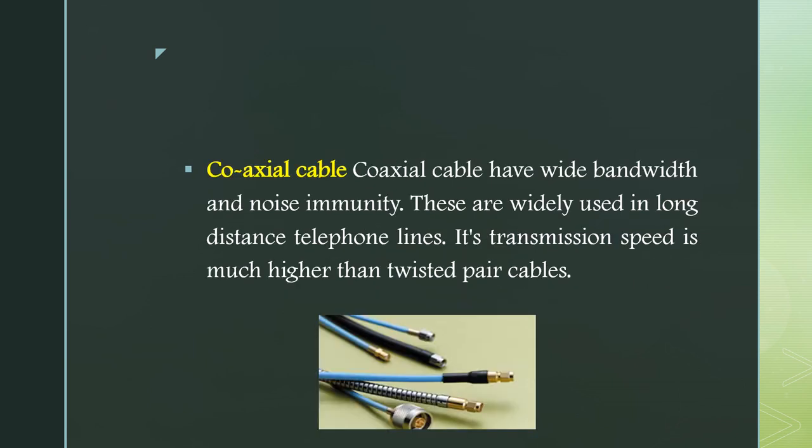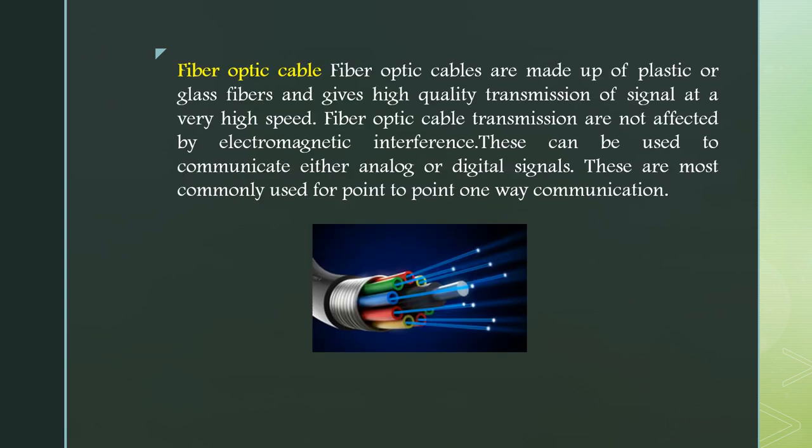Coaxial cable. Coaxial cables have wide bandwidth and noise immunity. These are widely used in long distance telephone lines. Its transmission speed is much higher than twisted pair cable.